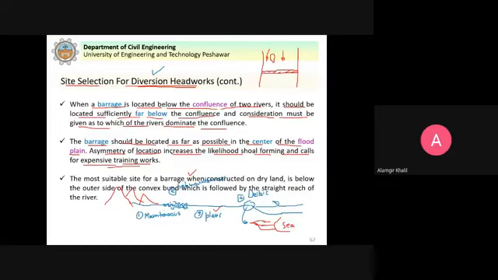Now the most suitable site for a barrage when constructed on dry land is below the outer side of the convex bund, which is followed by the straight reach of the river. So these are the points that we should keep in mind while selecting site for a diversion headworks.